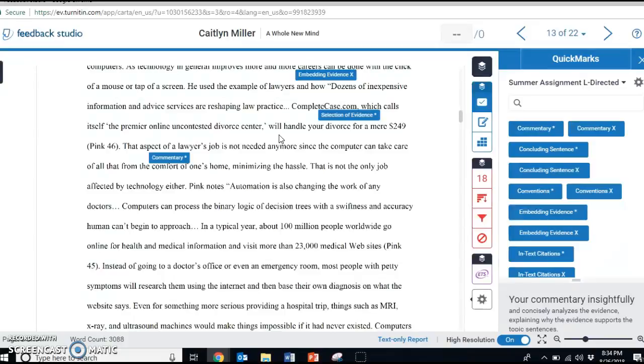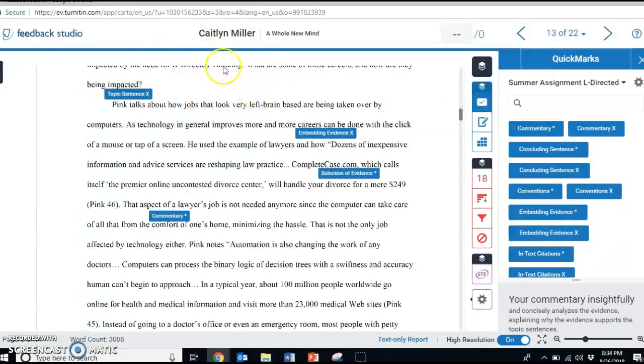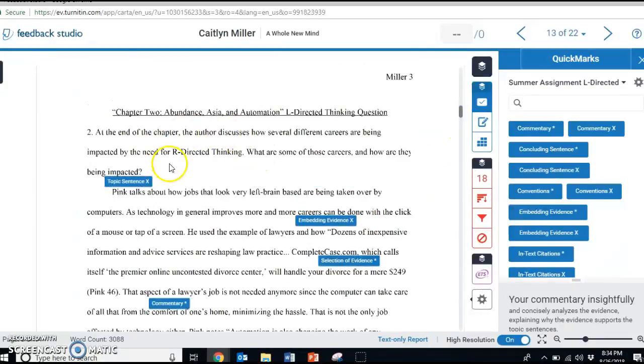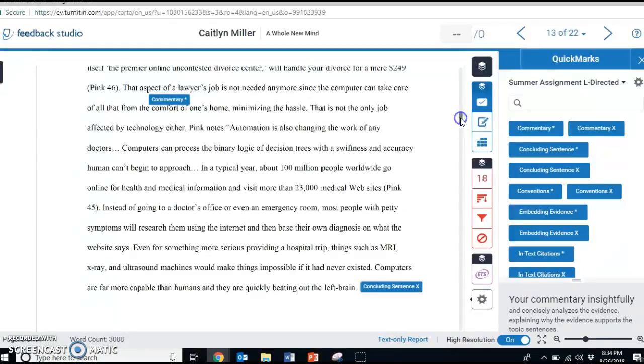On commentary, Caitlin, is the next thing I look for, and I think you were definitely on the right track with commentary and explaining the quote. Again, there were just times I wished you would have tied it back a little more directly to the question. So when you were talking about how an aspect of a lawyer's job is not needed anymore, maybe talk about what is being changed in the field of law for R-directed thinking? How are lawyers going to have to use that? So just a little bit more of a connection there.